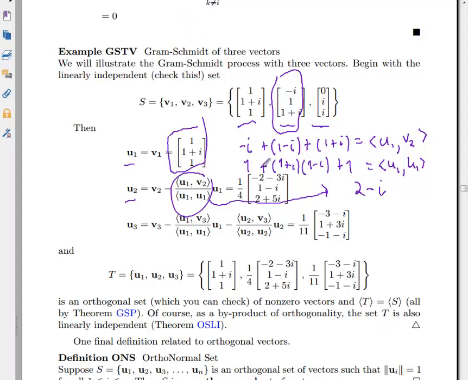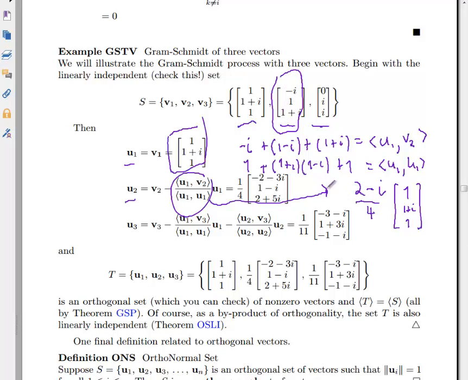Okay, and the bottom part, I have 1 plus i times 1 minus i. If you work that out, that turns out to be 2. So this bottom part is going to be 4. All right, so this ratio turns out to be 2 minus i over 4, and that's times u1. So I have u1 is 1, 1 plus i, and 1. So that's what this part is. Now I need to subtract that from v2. And v2 is up here.